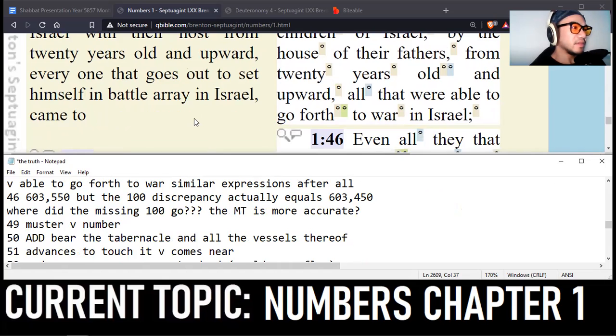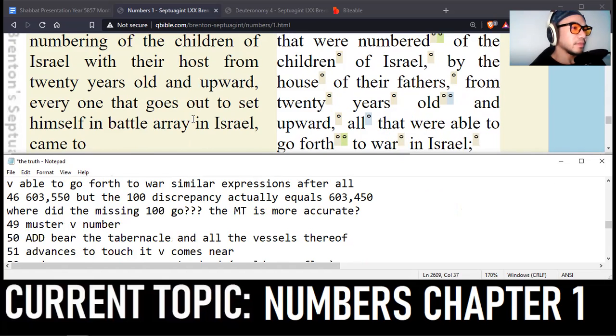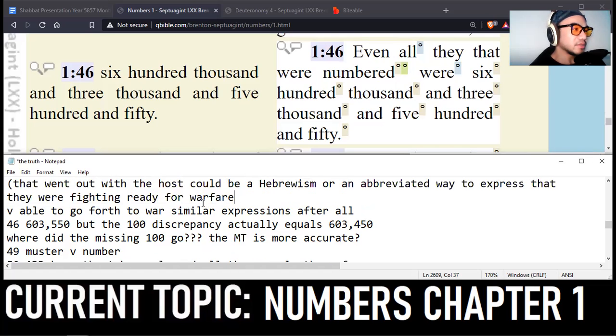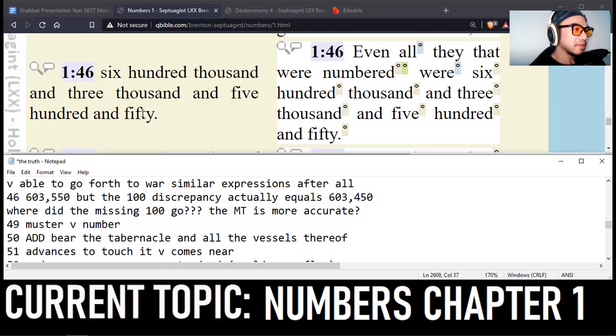So we see here as well the number we have in verse 46 is 603,550. And there's a discrepancy here. There's a discrepancy of 100. When I did the math, I added up all the numbers in the Septuagint, and we actually get a number of 603,450. So there's a missing 100. If we look at the Masoretic text, it says 603,550.